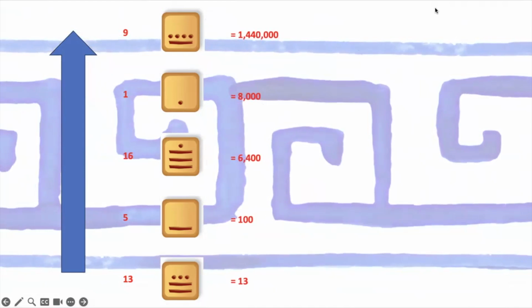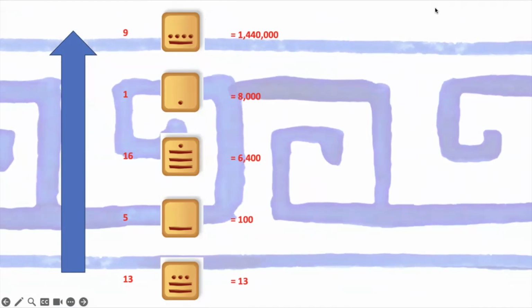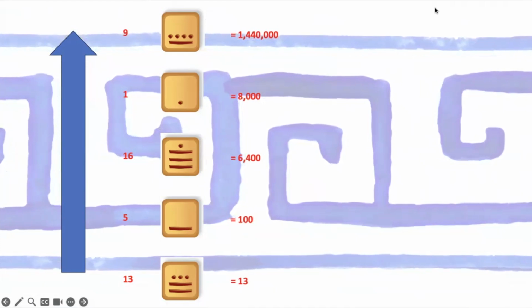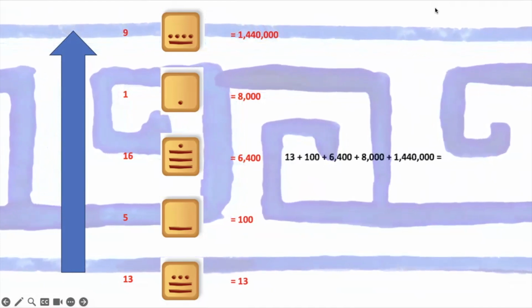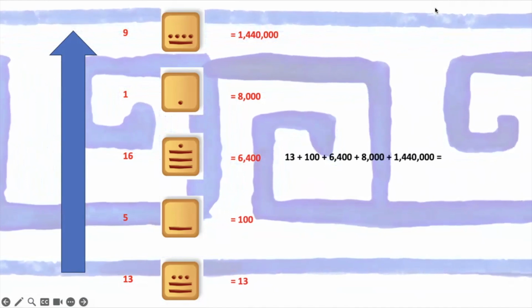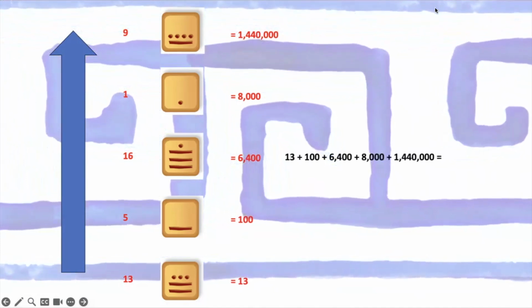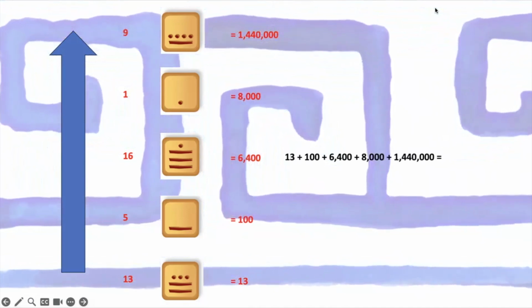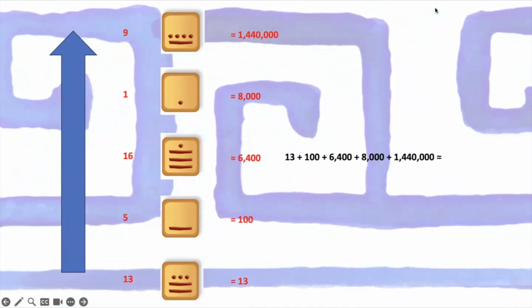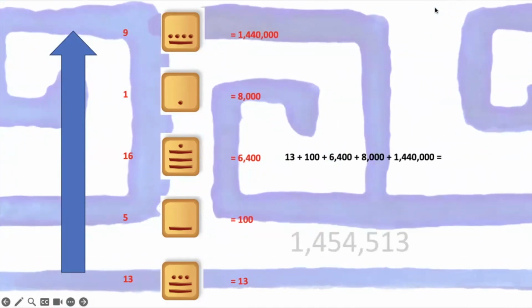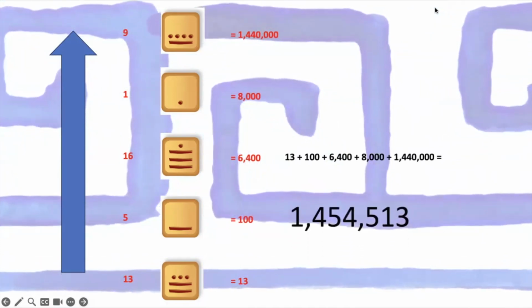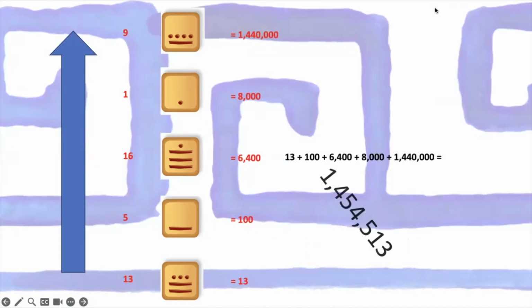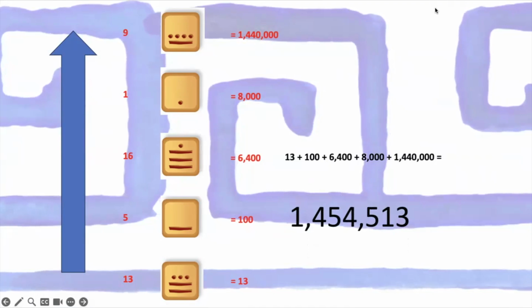So you've solved the equation for each level, but you're not finished yet. Now you simply have to get the sum of each level by adding them together. Okay, so to help us visualize it, that is 13 plus 100 plus 6,400 plus 8,000 plus 1,440,000. And the sum and the answer to this equation is, of course, 1,454,513. And that, folks, is how you solve an indigenous math equation.